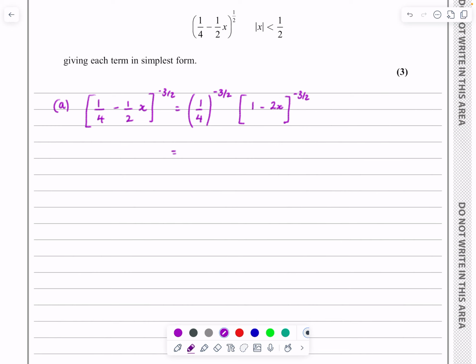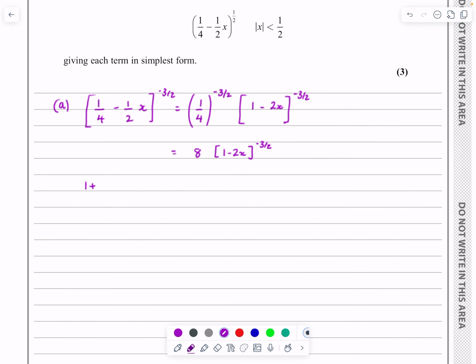A quarter to the power of minus 3 over 2, just do it on the calculator. That works out to be 8 lots of 1 minus 2x. Keep the square bracket to the power of minus 3 over 2. And now I can focus on this being an expansion I can do.